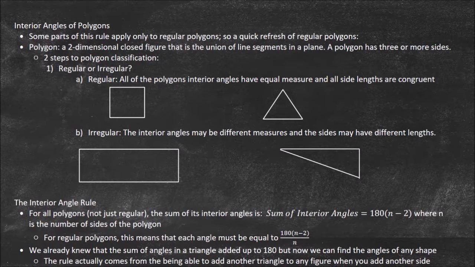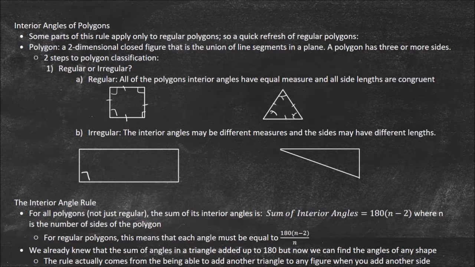Today we're going to talk about interior angles of polygons. Some parts of the rule that we're about to talk about apply only to regular polygons, so I just want to quickly refresh what we talked about in the last video about regular versus irregular polygons. Regular polygons are where all the interior angles have equal measure and all the side lengths are congruent. So this is all your squares, because if it's a square, all the side lengths have to be congruent and all the angles will be 90, and also equilateral triangles, where every angle is 60 degrees. And then irregular shapes are when the interior angles may be different or the sides may have different lengths.